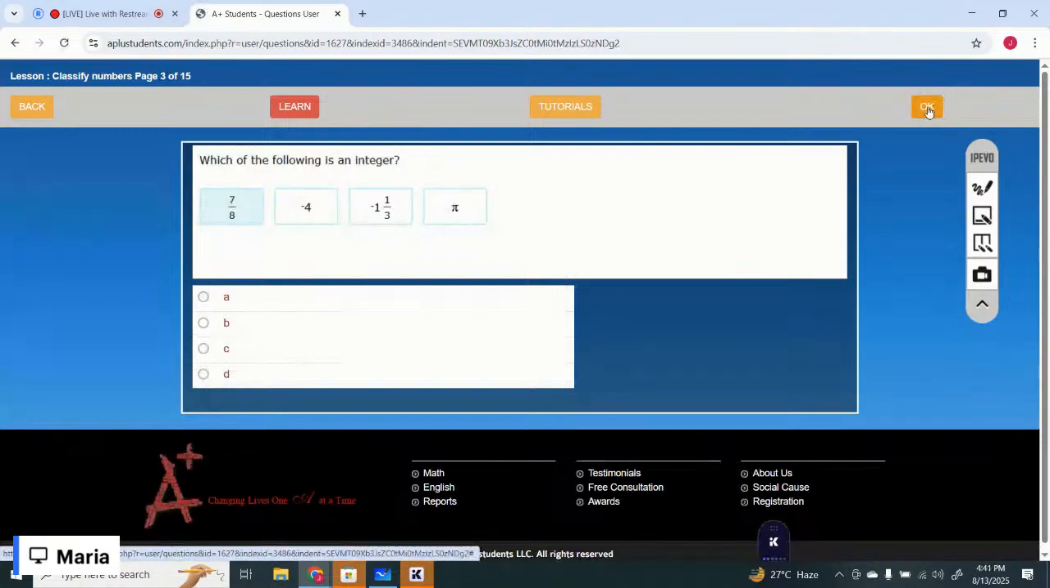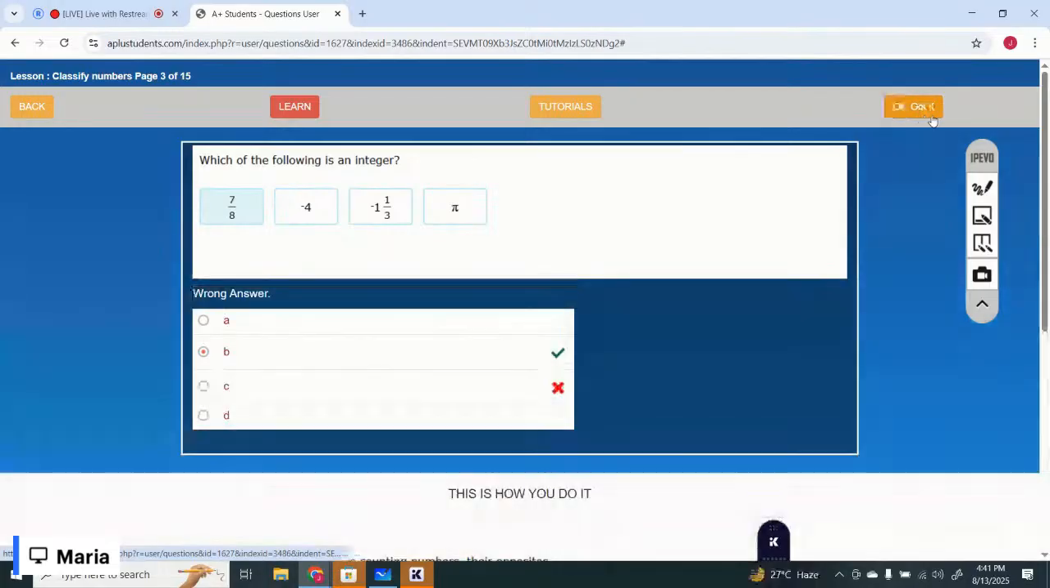Which of the following is an integer? So which is the correct option? Negative 4 is an integer. So B is the correct option. Negative 4 is an integer.